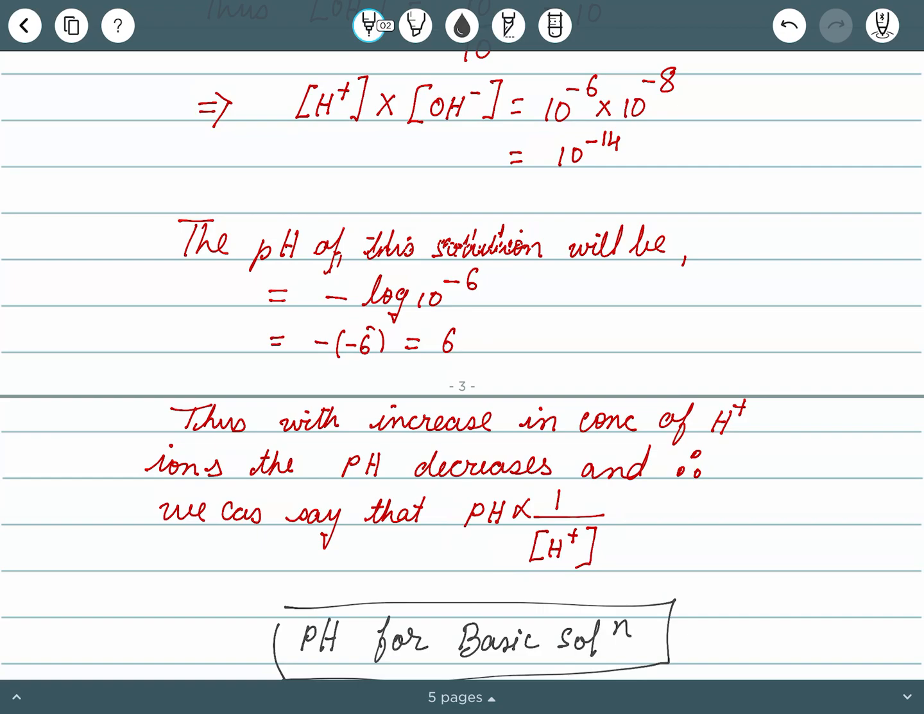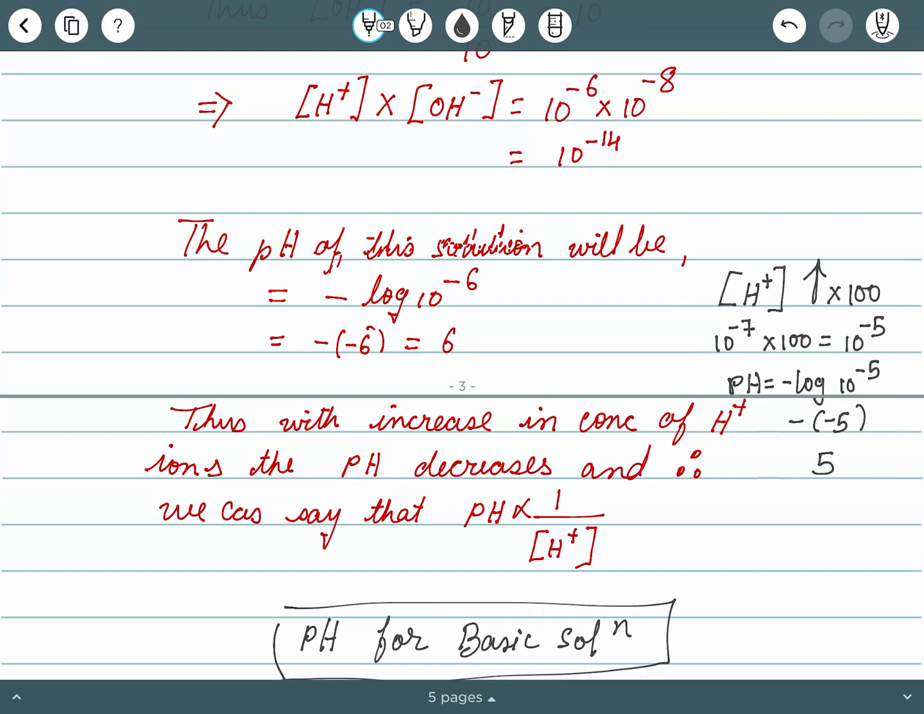Let us say by adding an acid, I am increasing the concentration of H plus ions by 100 times. So when the solution was neutral, the H plus ion concentration was 10 to the power minus 7. If I increased it by 100 times, the new concentration will now be 10 to the power minus 5. What will be the pH? The pH of the solution will now be negative log of 10 to the power minus 5. But the log of 10 to the power minus 5 will be minus 5, so pH is minus of minus 5, and that is equal to 5.